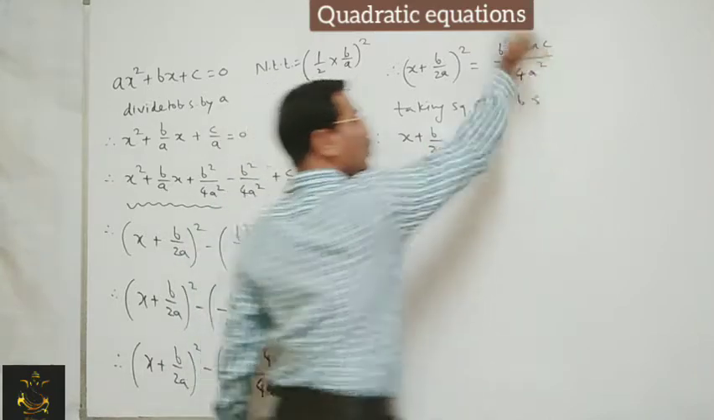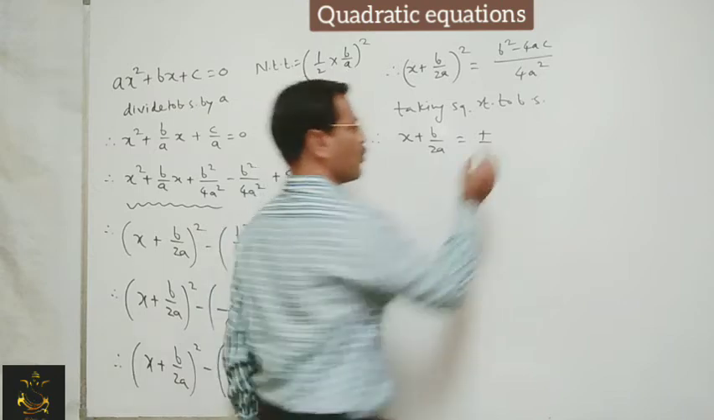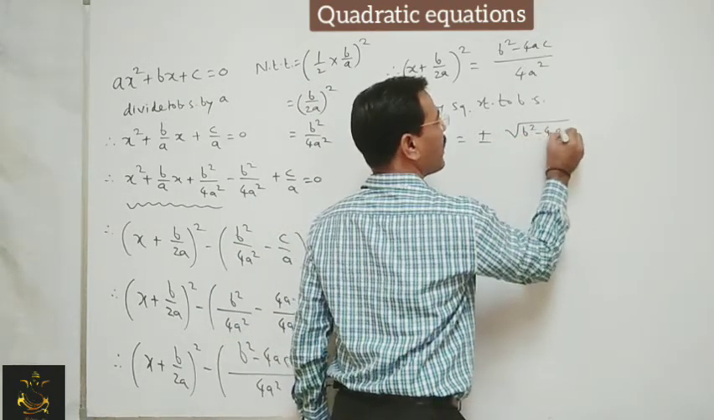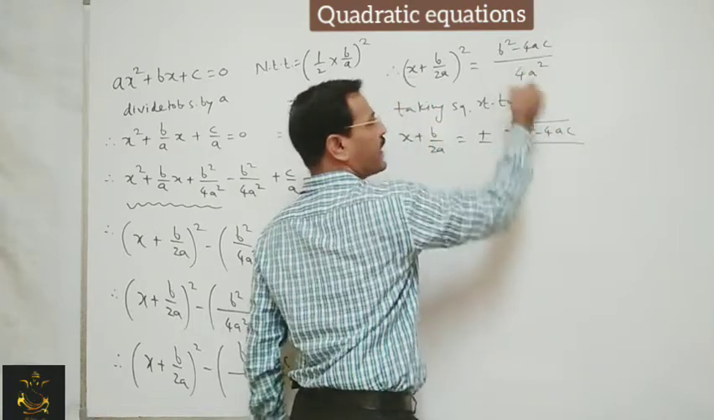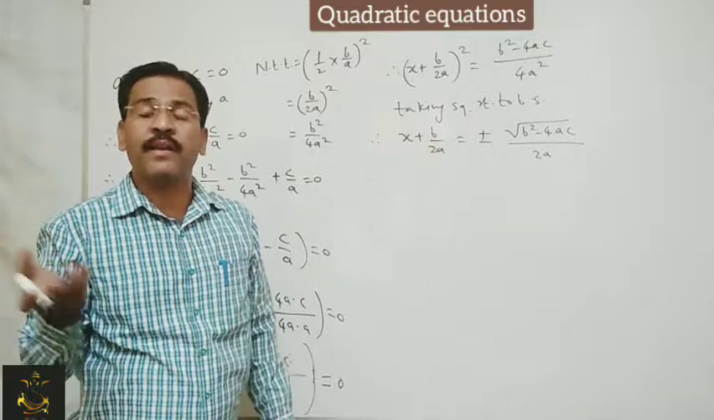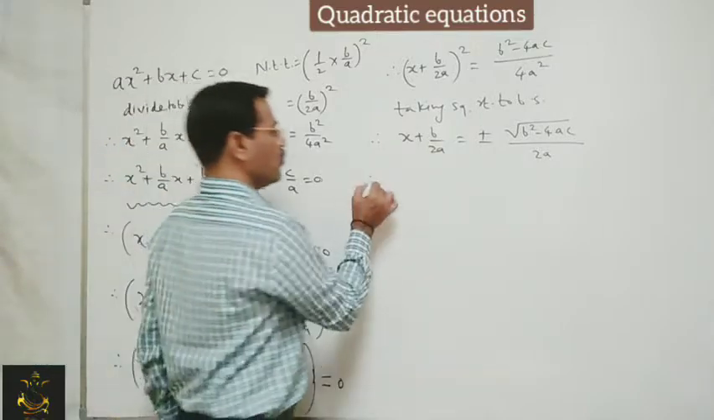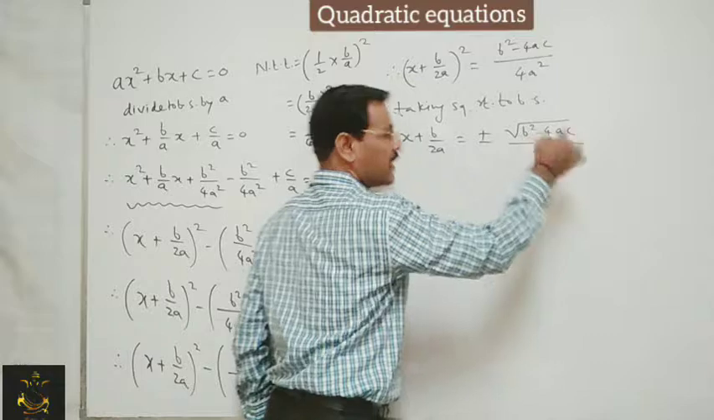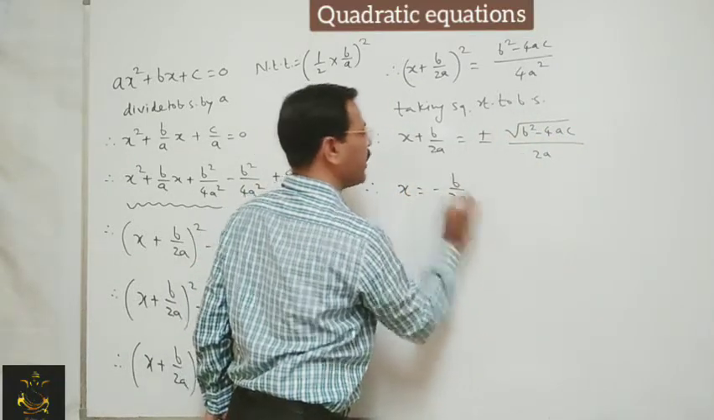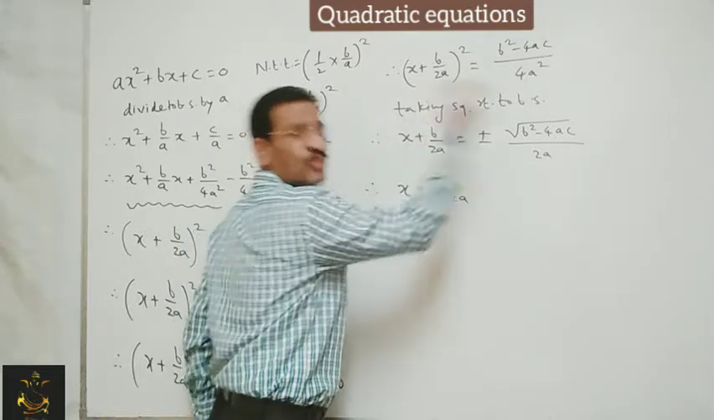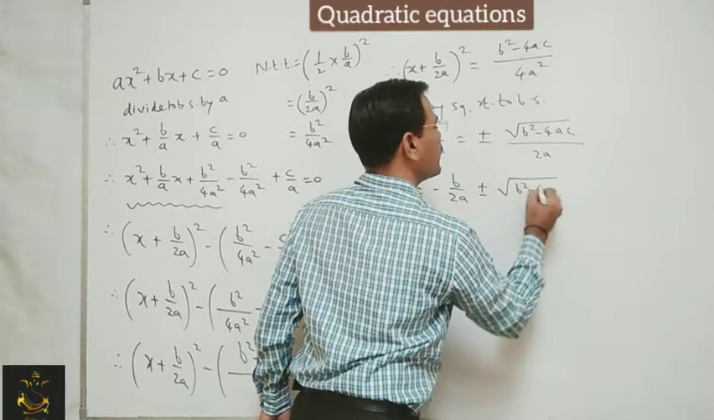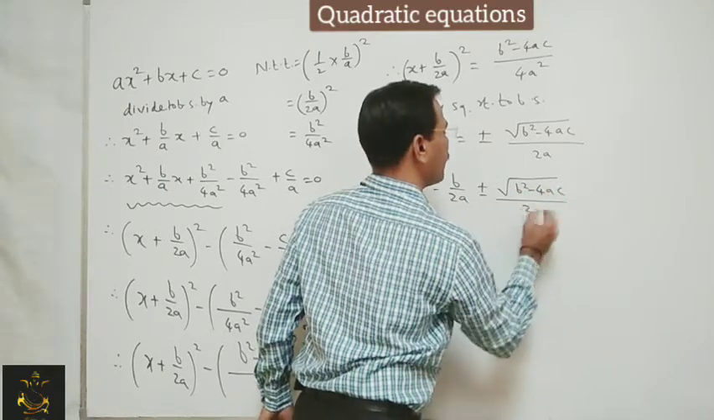Here plus or minus. The numerator is not a perfect square, so write it in the square root sign, that is under root b square minus 4ac, upon. What about 4a square? It is only 2a, because it is a perfect square of 2a. Now because it is an irrational term, I'll take b upon 2a to that side. So x equal to minus b upon 2a plus or minus under root b square minus 4ac upon 2a.